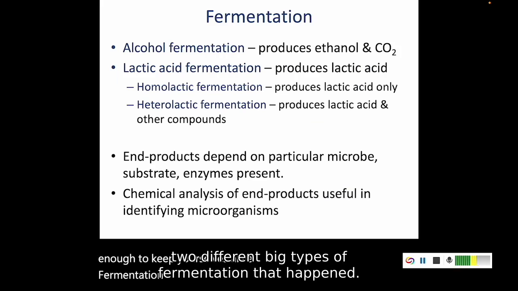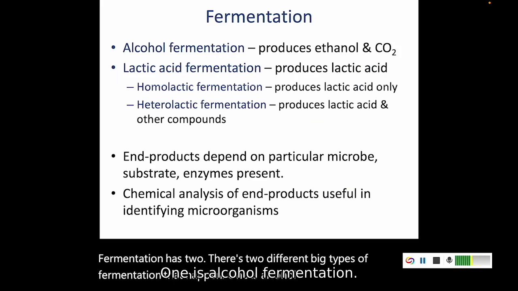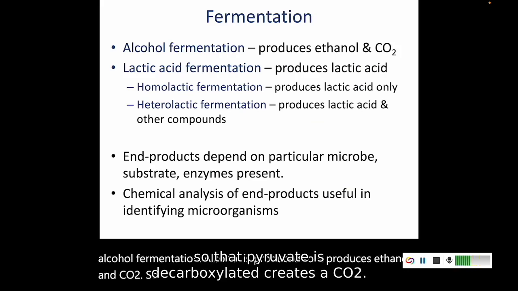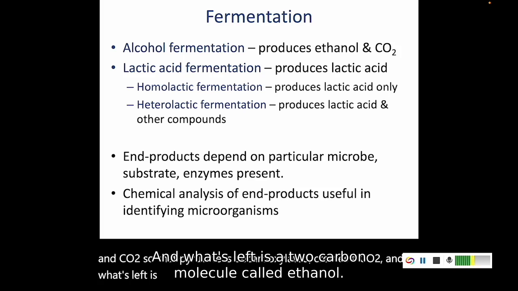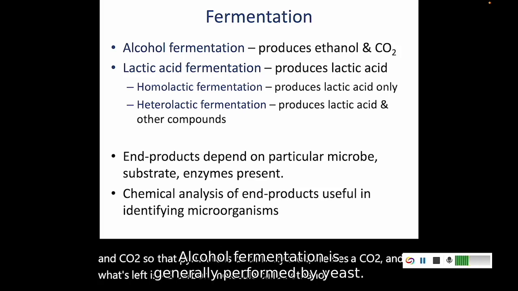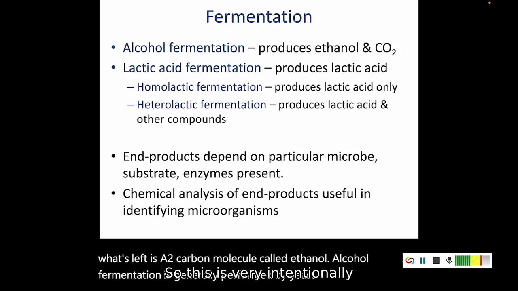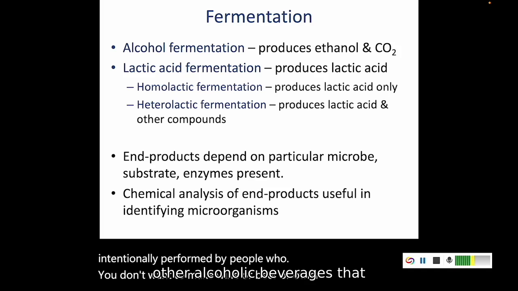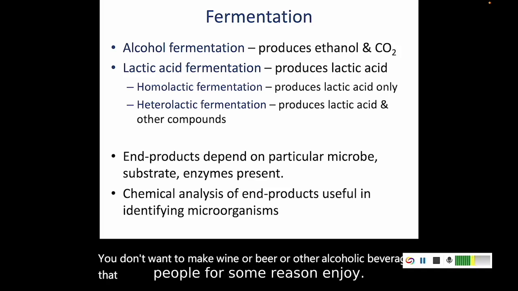There are two different big types of fermentation that happen. One is alcohol fermentation, in which alcohol is produced. So it produces ethanol and CO2. That pyruvate is decarboxylated, creates a CO2, and what's left is a 2-carbon molecule called ethanol. Alcohol fermentation is generally performed by yeast. So this is very intentionally performed by people who want to make wine or beer or other alcoholic beverages that people for some reason enjoy sometimes.